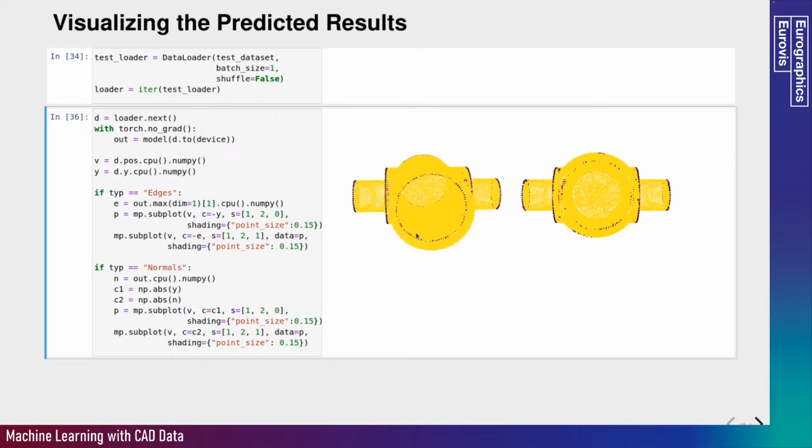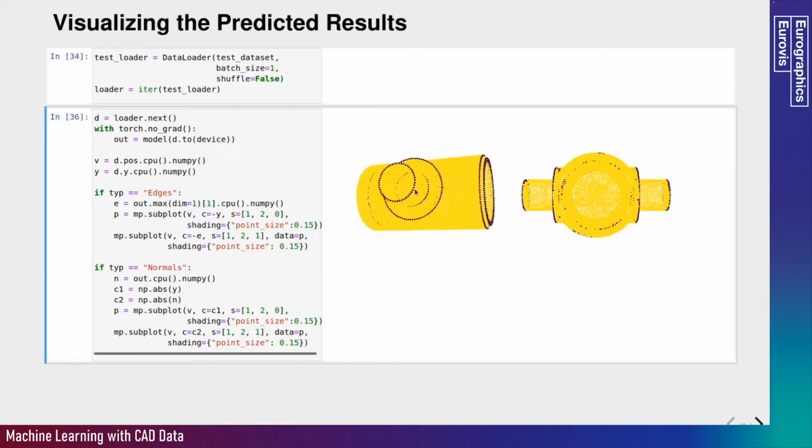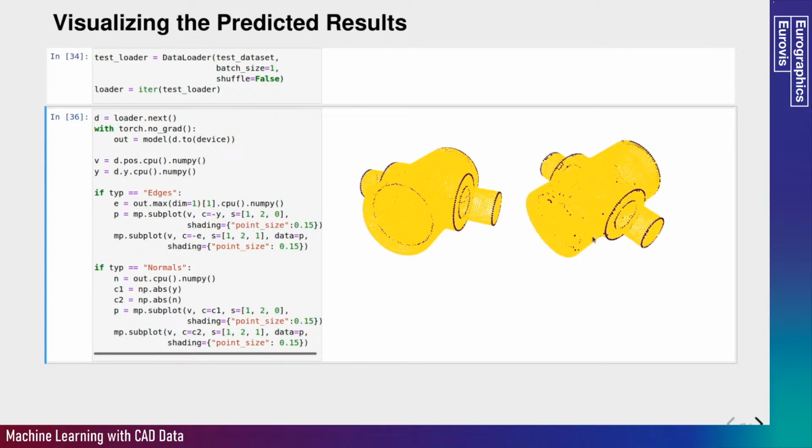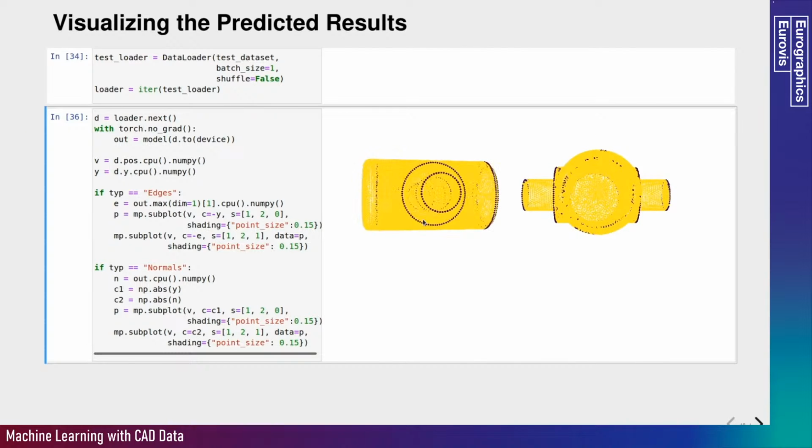So this is the next model, and here we see on the left side the ground truth again, and on the right side we see the estimation, and we see that for most of the curves the detection works fairly well. There are still some outliers on the patches themselves, and for some curves it doesn't work so well.